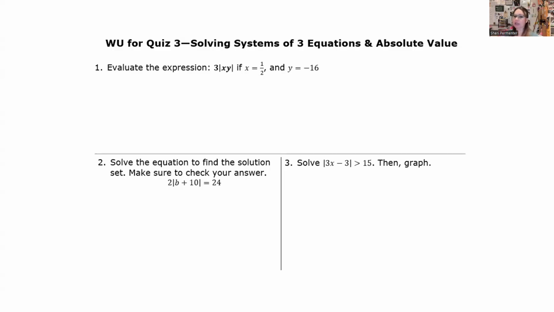The first question gives you values for X and Y, and you're going to plug those into the expression to evaluate. For this particular problem, it says 3 times the absolute value of X times Y. So I'm going to plug in the things that I know. This becomes 3 times the absolute value of 1/2 times negative 16.